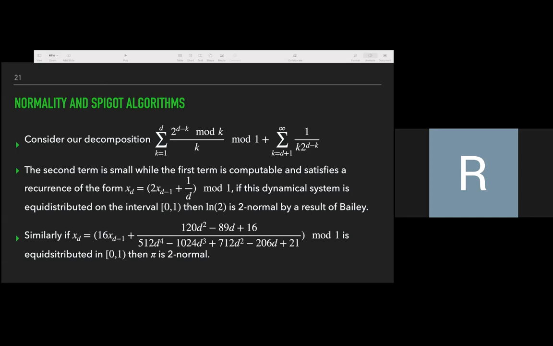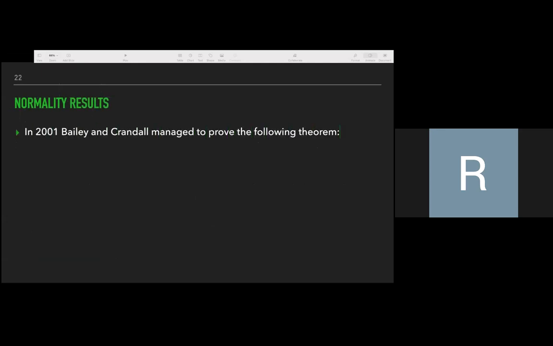But even with these, at least the case for ln of 2 seems like it can be solved, but it's still an open problem in fact. Though there has been some success. In fact, this is the only success for proving a class of numbers is normal other than artificially constructed constants like the Champernowne.